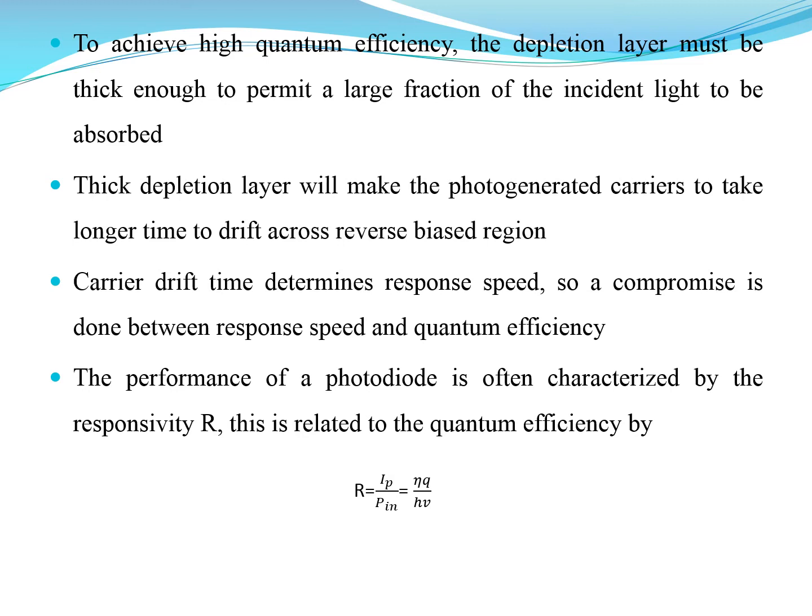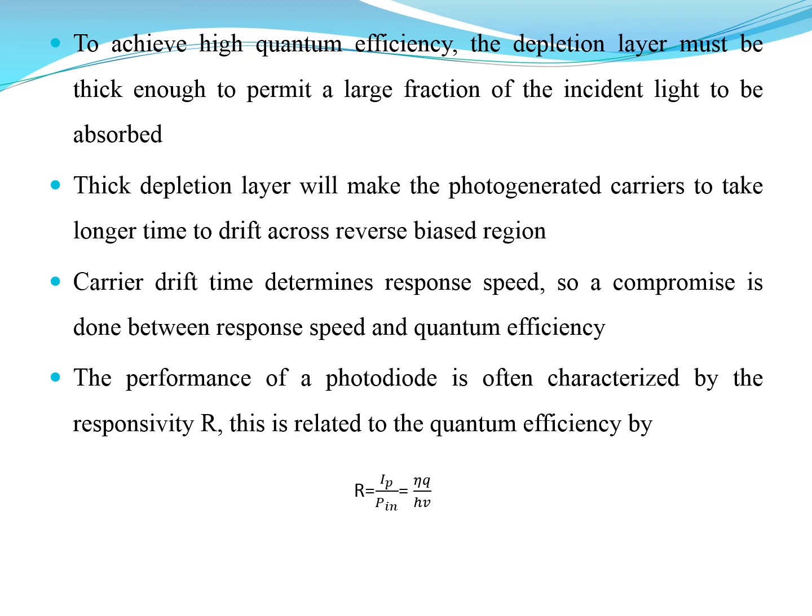So the depletion region width should be larger and thick, so that the photo-generated carriers take longer to drift across this reverse-biased junction. Due to the drift velocity, the speed of these carriers will be less. So it takes a longer time to move in this reverse-bias region. If I consider the diffusion velocity, it is very fast in comparison with the drift velocity of the carrier. Then carrier drift time determines the response speed.